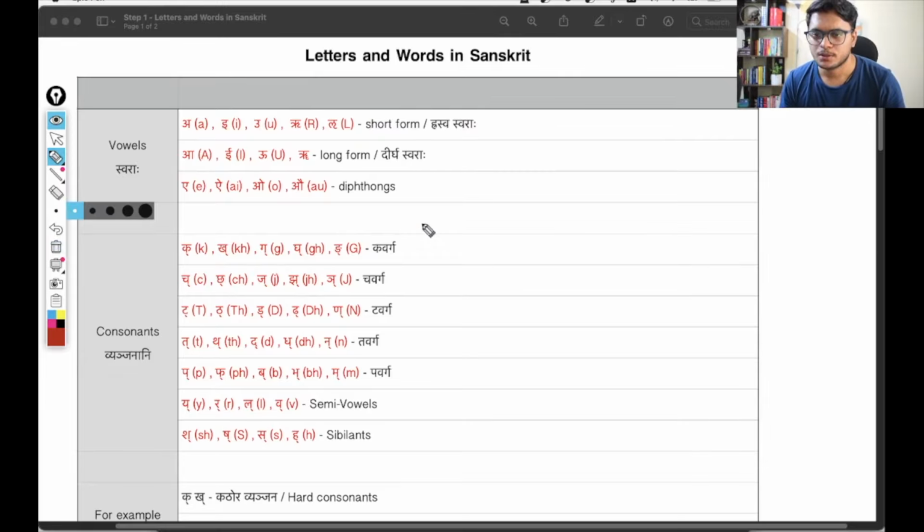Let's move forward. Then consonants. Before I start with consonants, I will tell you that in Sanskrit you have two major categorizations for a consonant, that is vyanjan. In Sanskrit it is called vyanjan.